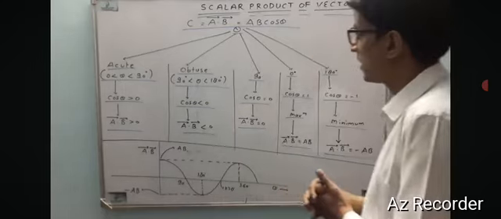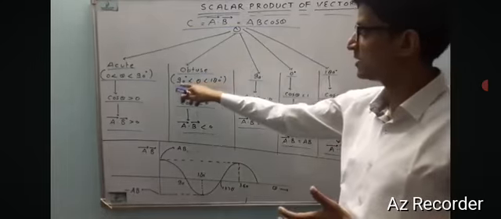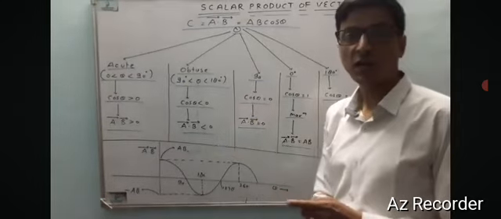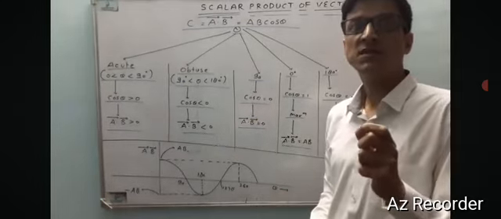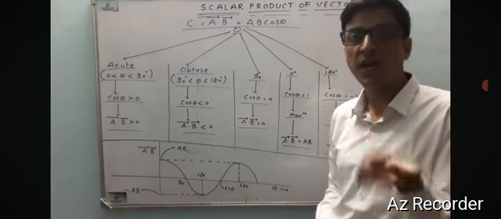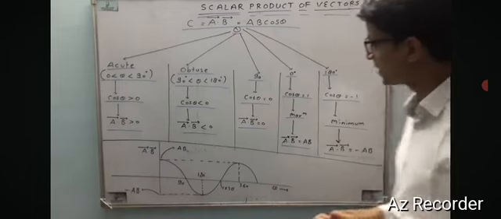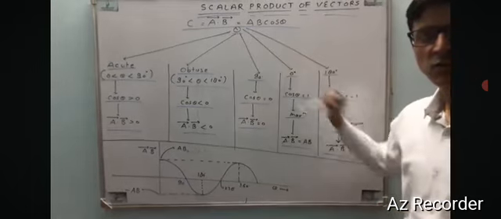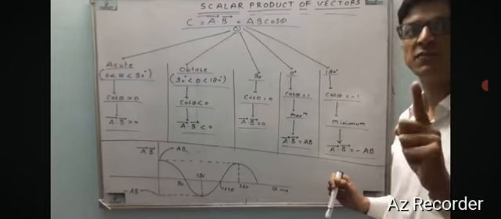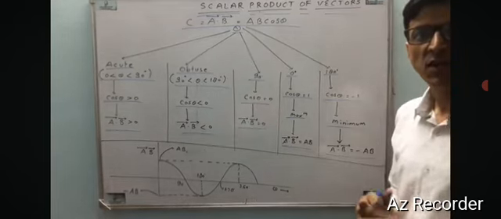The next is, if theta is obtuse, that is, it lies between 90 and 180, then cos theta will be negative, then A dot B will be negative. That means you can say that if the dot product is negative, the angle between the vectors is obtuse. Third case, if theta is 90, cos theta will be 0, that means A dot B will be 0. So you can say that if the dot product of two vectors is 0, they are perpendicular.